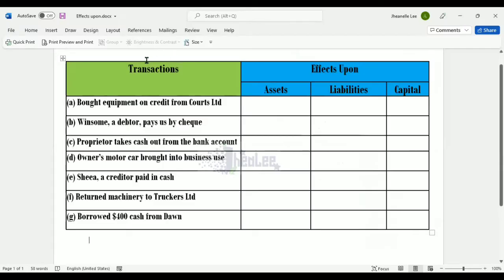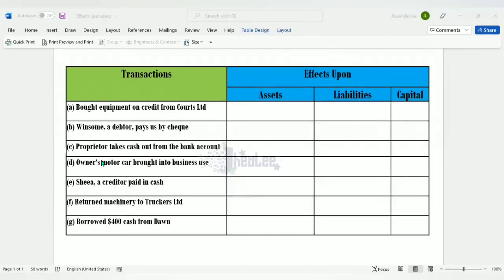So we have a list of transactions located on the left, and there is a column to your right that is divided into three columns, and we'll be using these to indicate if it is assets that is affected, the name of the asset, and if there is an increase or if there's a reduction, liabilities, if that item is a liability, it will be listed under this column. And if it is capital, we will indicate whether or not there is an increase or decrease based on the transaction.